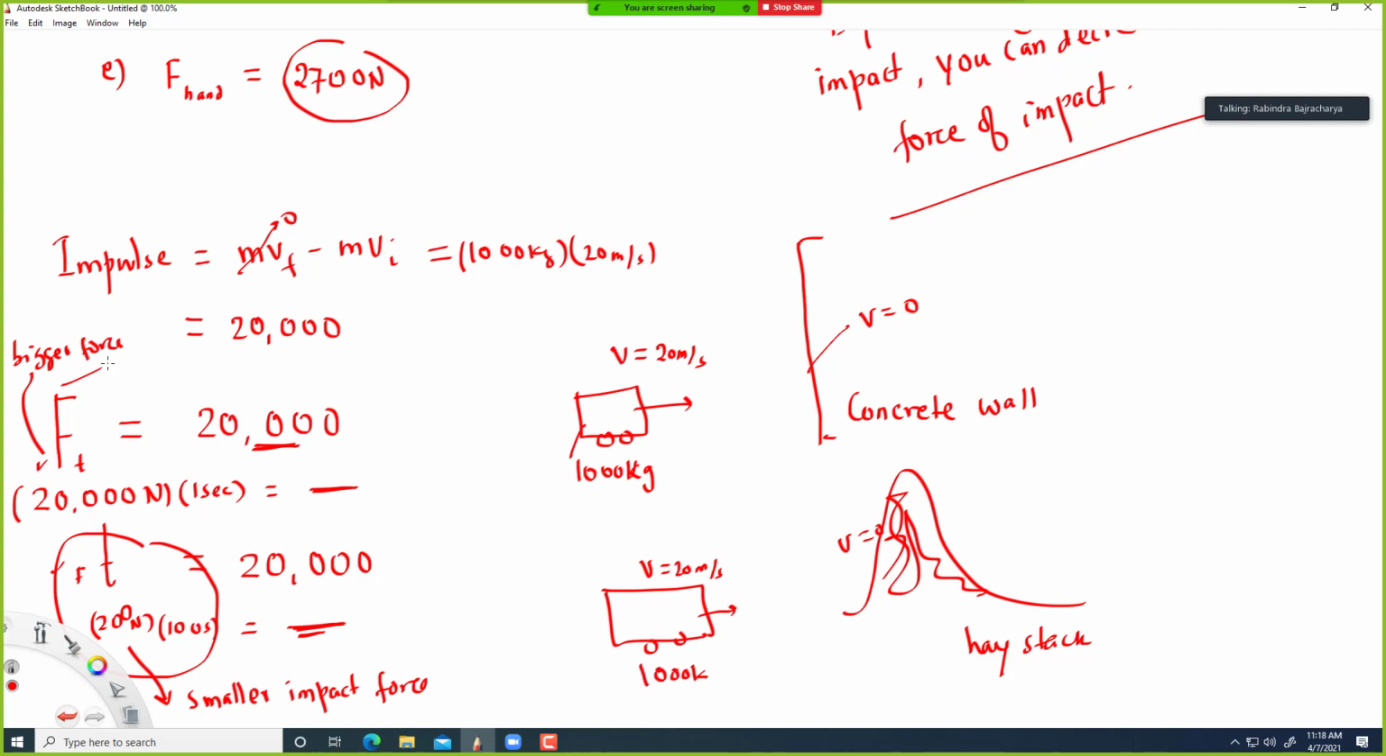That's the idea. Likewise, if you want to jump from, let's say, a 10-story building, would you prefer to jump on a concrete floor, or on some kind of safety net? You prefer to jump on a safety net, right? And the reason is to increase that impact time. If you increase the impact time, that helps you to decrease the impact force.